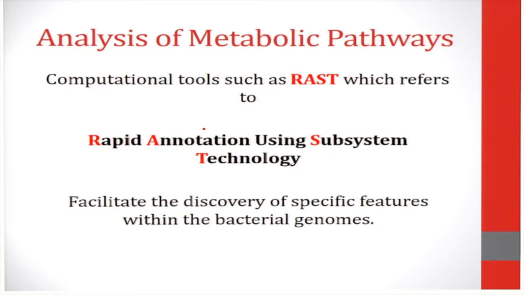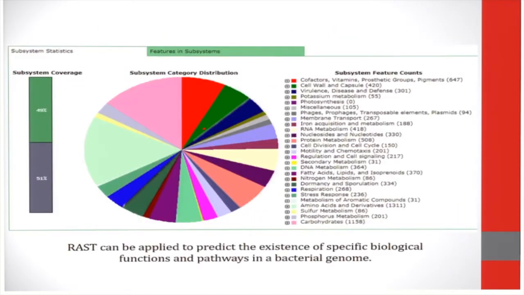Finally, analysis of metabolic pathways can be carried out using tools such as the Rapid Annotation using Subsystem Technology, or RAST. RAST is an online tool which is a cloud computing tool. It will analyze the genome in terms of the metabolic pathways and present your data in a graphical format as follows. This is a representation of a genome in terms of the RAST.